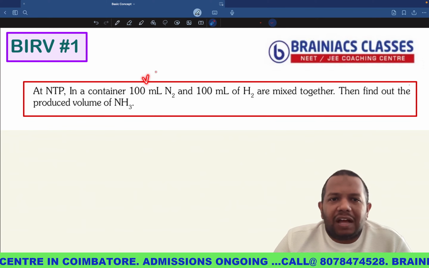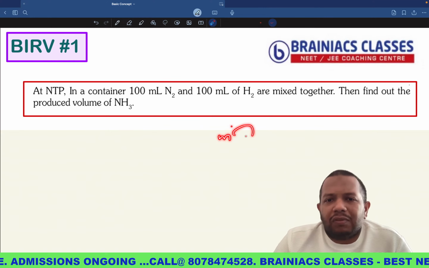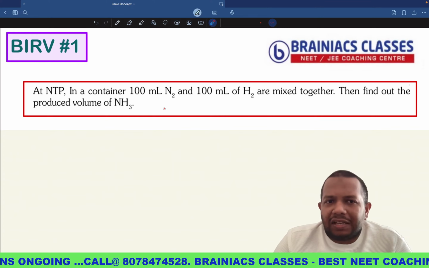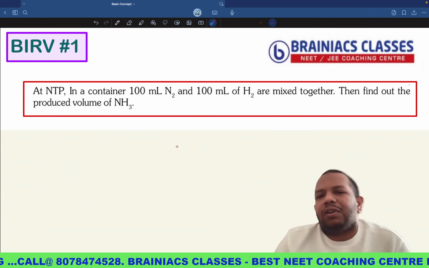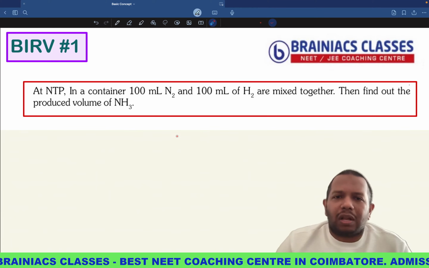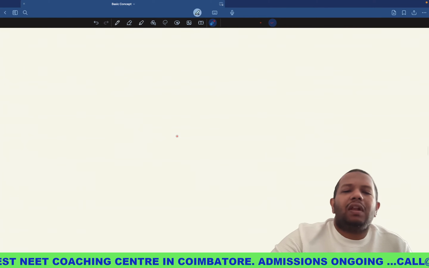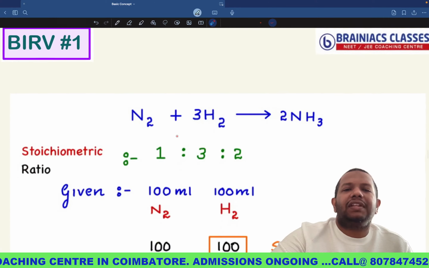And both of these are given in volume. If it is mass only, you need to convert that to number of moles and check it. But if both of them are in volume, you don't need to convert this into number of moles to find the limiting reagent. It is not required. Only when mass is given, you need to do that. So let's see the answer.